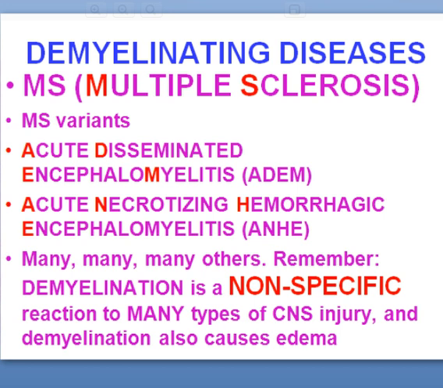So the mother of all demyelinating diseases is multiple sclerosis. And yes, I can tell you there's a couple of others like acute disseminated encephalomyelitis and acute necrotizing hemorrhagic. These are things that technically are different from multiple sclerosis. Perhaps you'd have to be a neurologist to know the difference. Quite frankly, I don't. But there's a lot of MS variants. In fact, here, let's put this very simple.